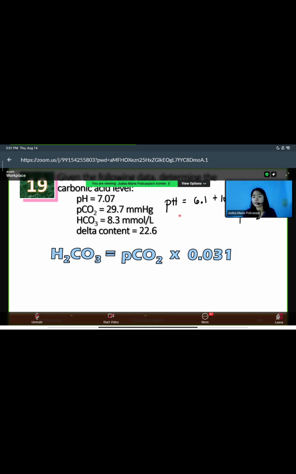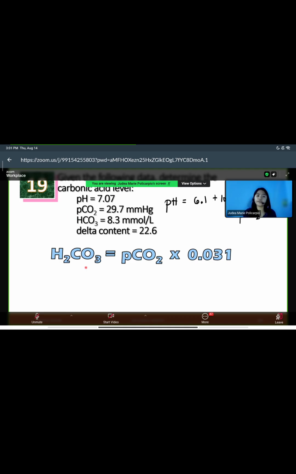Ito palang PCO2 multiplied by 0.031 actually represents the carbonic acid level natin. So itong denominator ng Henderson-Hasselbalch equation is equivalent to the carbonic acid natin. So that means, ang daming binigay sa atin na given, di naman pala lahat gagamitin. All you would be needing in here pala is the PCO2.